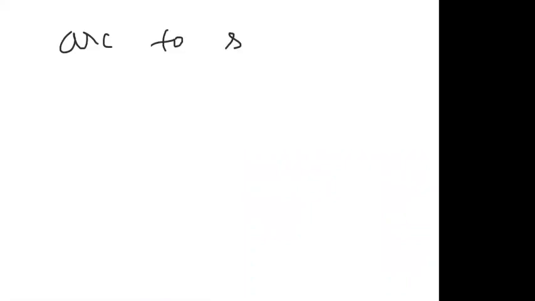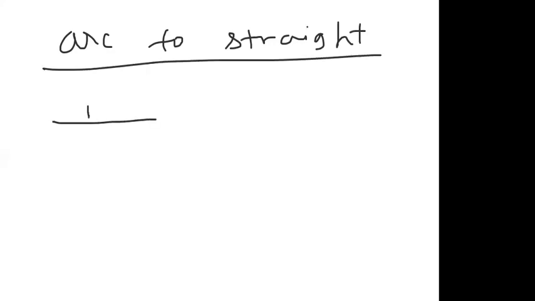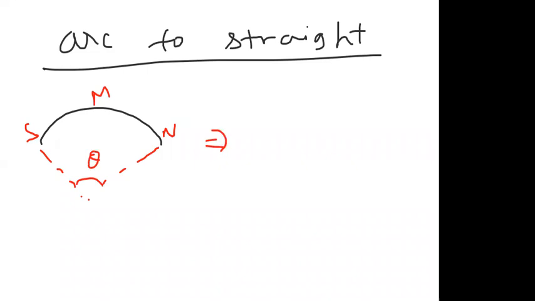Arc to straight: what is the arc to straight magnetic moment formula? First we take the magnet in the form of an arc, with south pole, north pole, magnetic moment M and angle subtended theta. This one we made into a straight magnet, with south pole, north pole, and magnetic moment M dash.